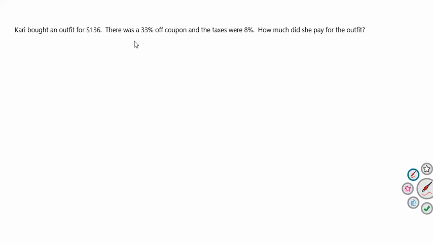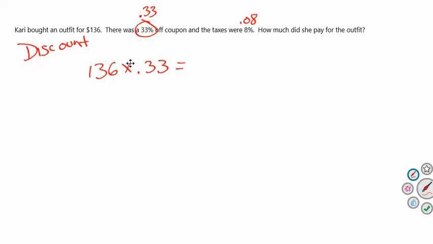Okay, last problem that you have. This one incorporates both the discount and the tax, so you're going to have to do both steps. The first thing you have to do is turn both those percents into a decimal. So that's 0.33, and this is 0.08. The first thing I want to work on is my discount. So $136, and there's a 33% discount, so times 0.33. Grab your calculator. 136 times 0.33 equals $44.88. That is my discount.